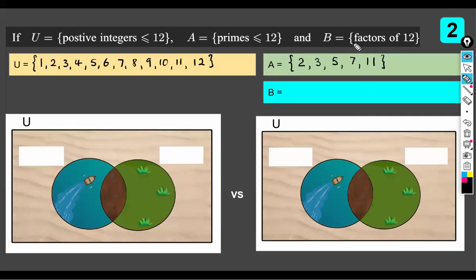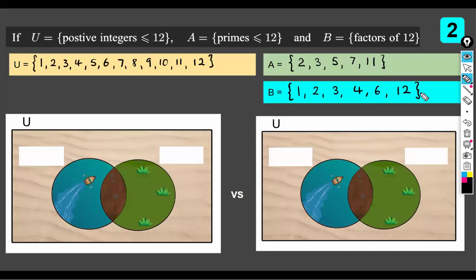And what is B? B is all the factors of 12. So what are all the factors of 12? 1, 2, 3, 4, 6, and 12. Those, from primary school, right? Like I said, I have to make some assumptions here that you all remember things like multiples and factors, right?